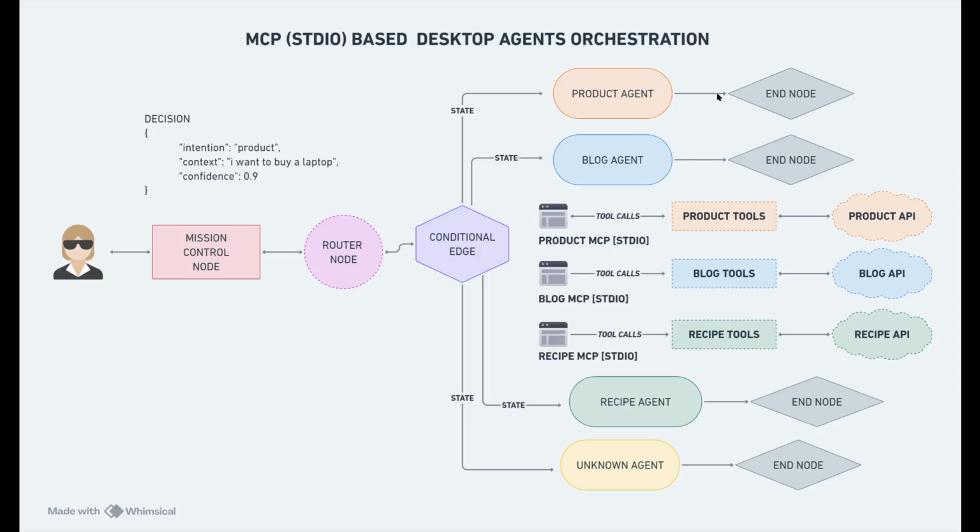We now take this block and simply replace the prompt nexus with mission controller, router node, and its new conditional edge based on this decision object. Finally, we test everything and we have a finished product.